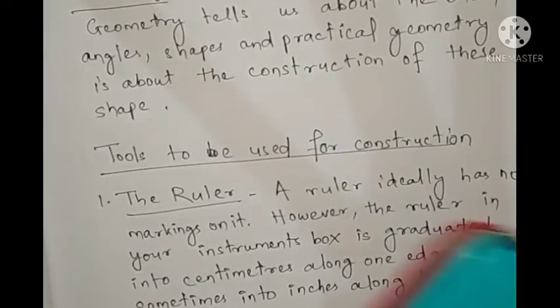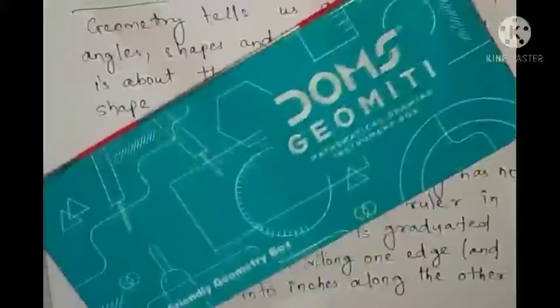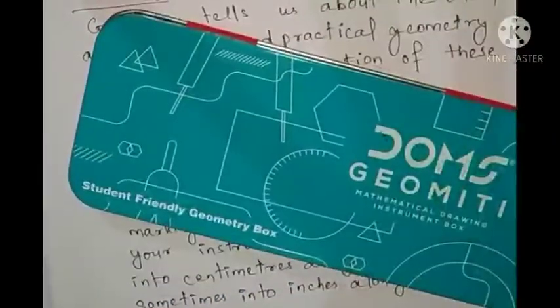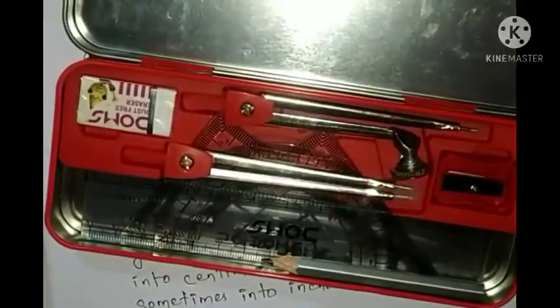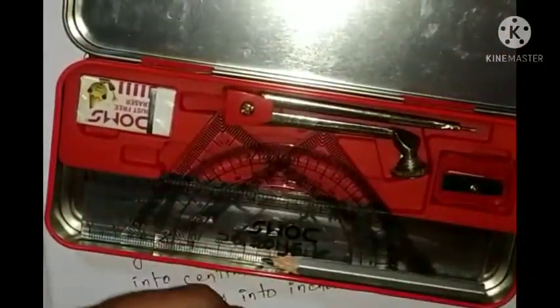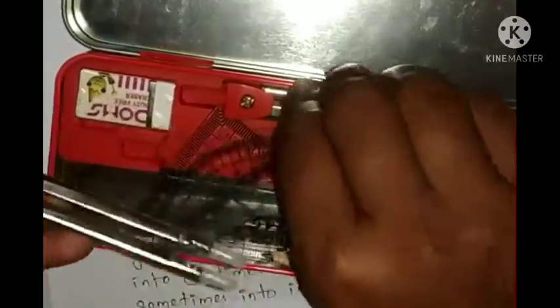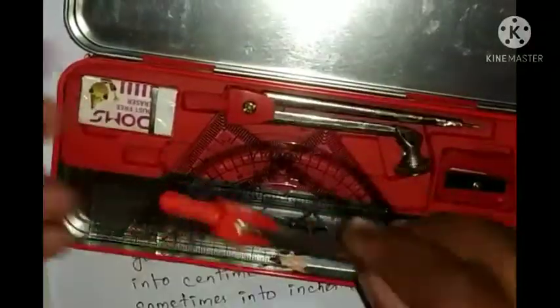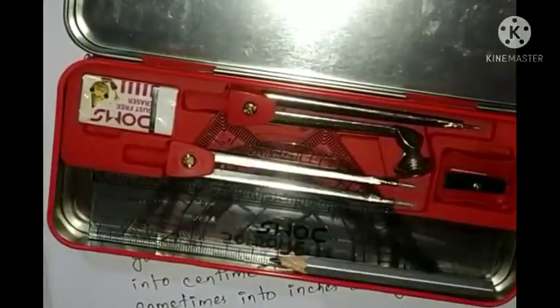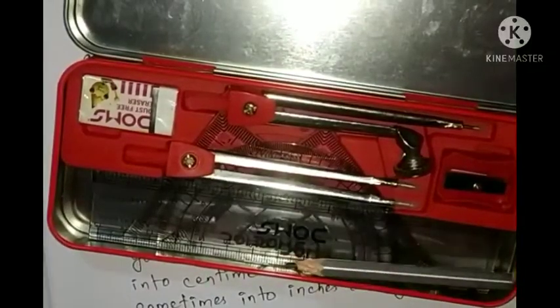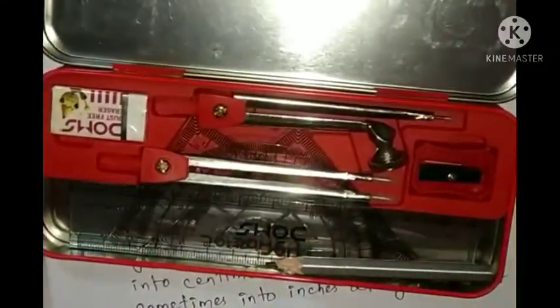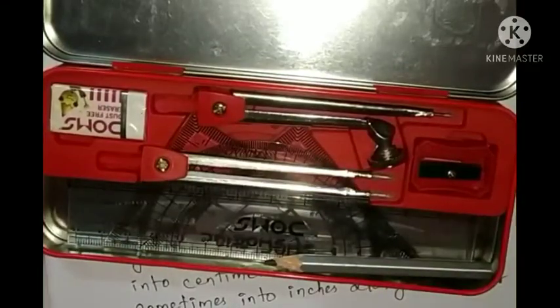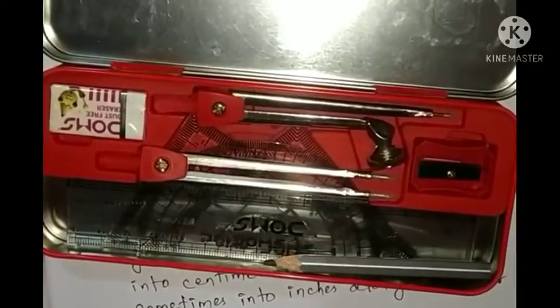So, I am showing you, you have seen this type of geometrical box. Inside this, we can find so many instruments. These are the tools for making geometrical shapes. We'll see one by one all these tools, and we'll describe and see the use of each and every tool. Okay, so let's see.